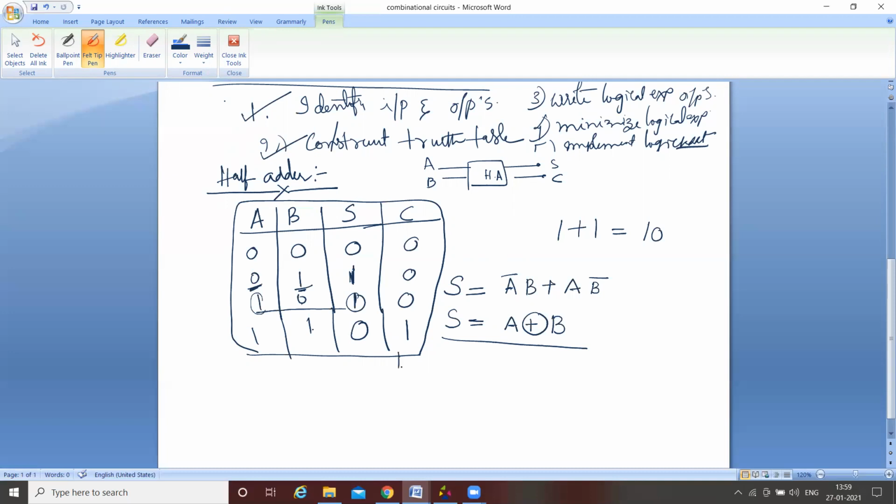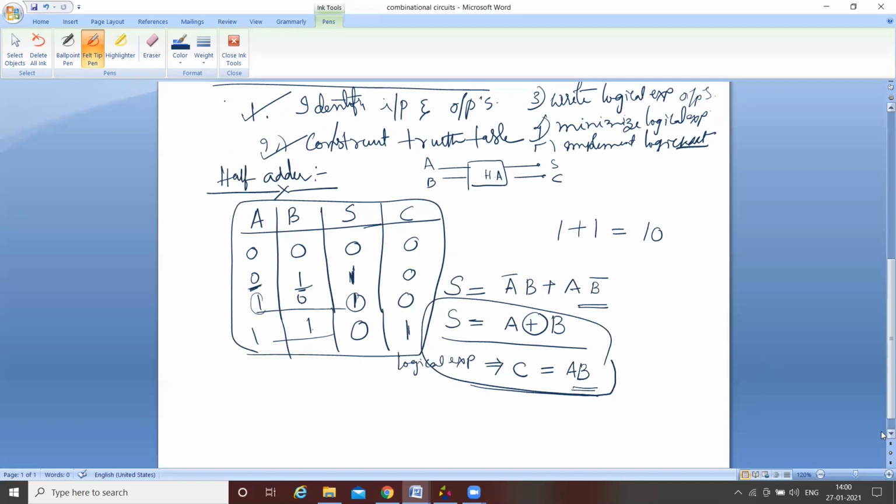And then the logical expression for carry: where carry is 1, take the respective inputs. A is equal to 1 means A, and B is equal to 1 means B. So we got the logical expression for carry as well as sum. Now, no minimization is possible in the case of the exclusive OR gate, and here also no minimization is possible. So simply implement these logical functions.